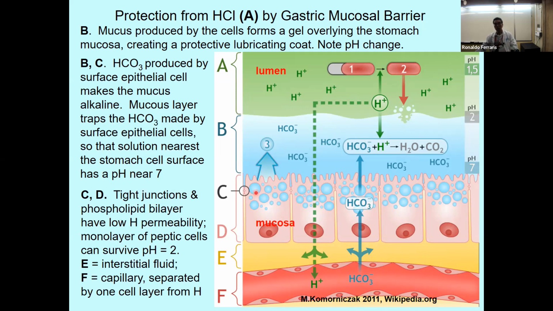So C and D, in this layer here, there are tight junctions. So to the gentleman's question, you have this apical membrane where the bicarbonate is being secreted. This is the apical membrane here, and this is your basolateral membrane here. This is your interstitial fluid, and then this is a capillary that supplies the bicarbonate and takes away the protons from this immediate area here.